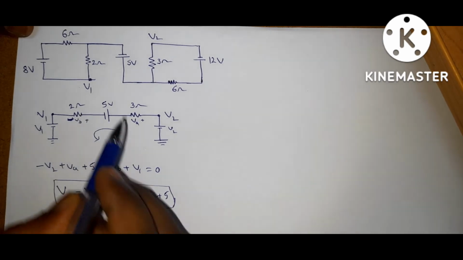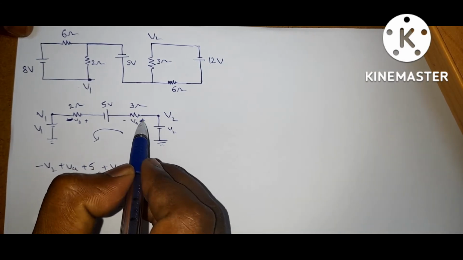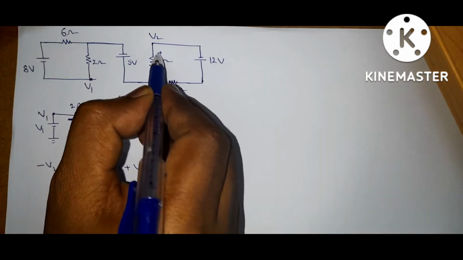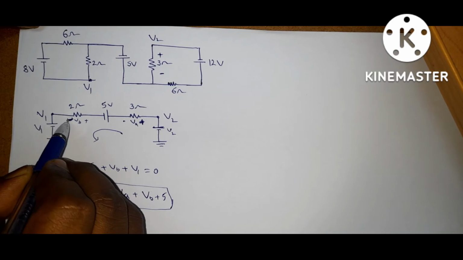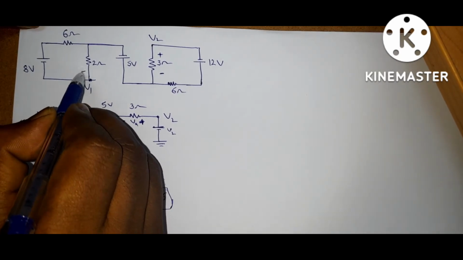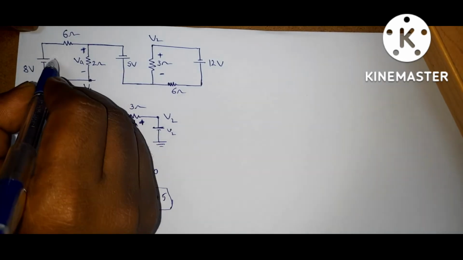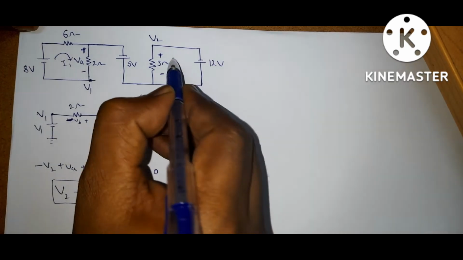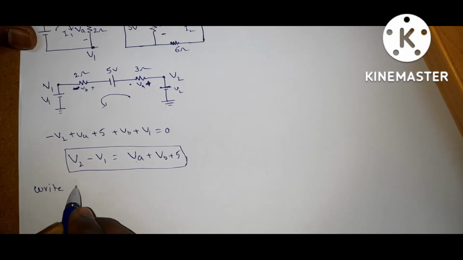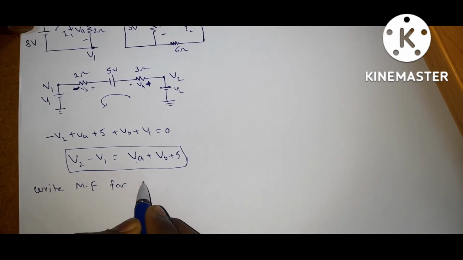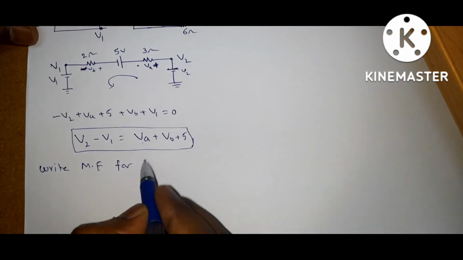So what is VA? VA means voltage across the 3 ohm resistor. So what is the direction? This plus is connected to this plus. That means this is positive, this is negative. Here this minus is connected to this plus, so here it is minus and this is plus. Let it be loop current I1 and let it be loop current I2. Write the mesh equation for loop A, or loop 1.